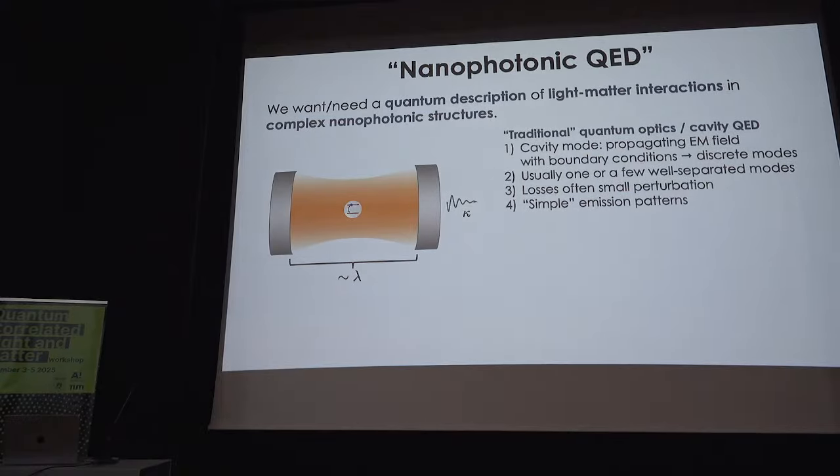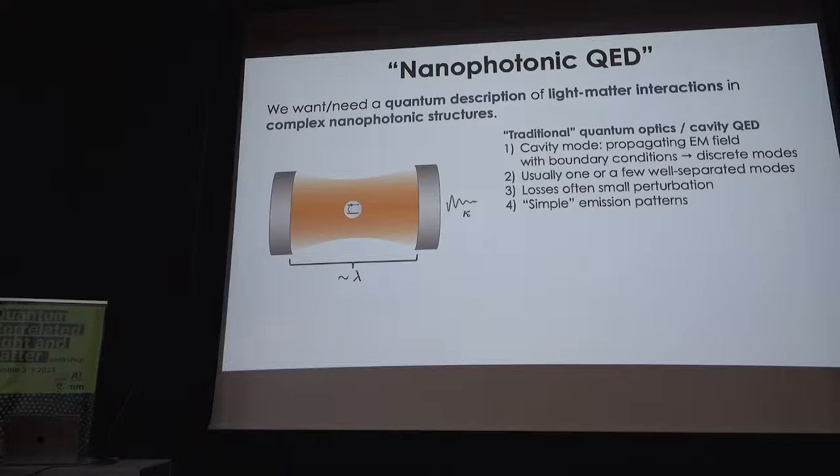Which is kind of the first step that we need in order to then actually use them: a quantum description of light-matter interactions. If we think of complex nanophotonic structures, and if we think of traditional quantum optics, cavity QED, a Fabry-Perot resonator with reflecting cavity mirrors, then it's relatively straightforward.